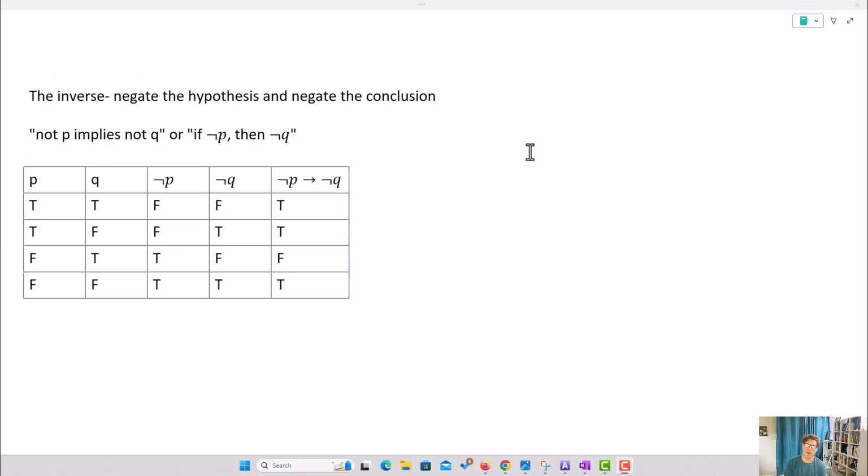Next, we have the inverse. What happens with the inverse is we're going to negate the hypothesis and negate the conclusion. So we'll negate P, we'll negate Q, but we'll keep them in the same place. So not P implies not Q, or if not P, then not Q, right? And we'll utilize our negation symbols. Notice now in my truth table, when P is true, not P ends up being false, not Q ends up being false, and so we get not P implies not Q.